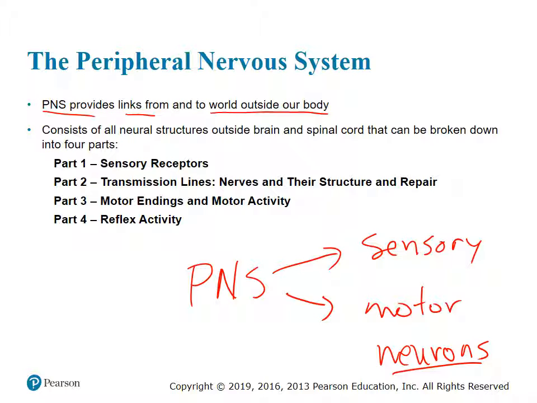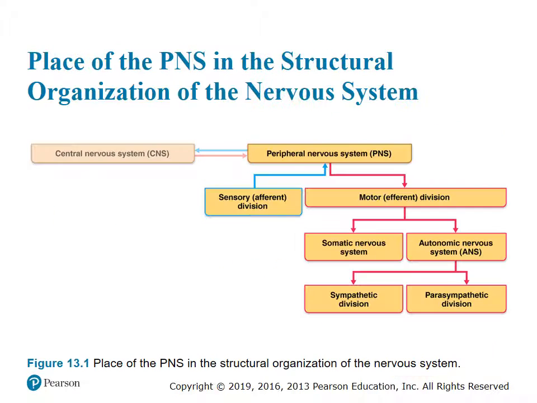And so we're going to look at part one. We'll talk about the sensory receptors and the different kinds we have in the body. Then we'll take a look at how nerves are structured and how we repair nerves, because the PNS can be repaired, though that's limited. Most other neurons in the whole nervous system cannot be repaired, but the PNS has a limited repair feature. We won't really look at motor nerve endings and motor activity per se, or reflex activities, but we will talk about the first mainly.